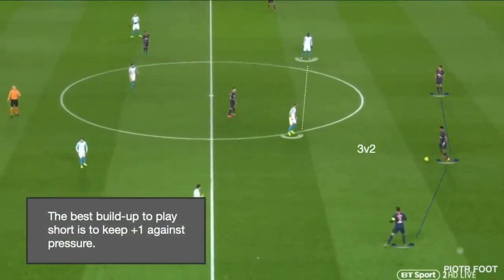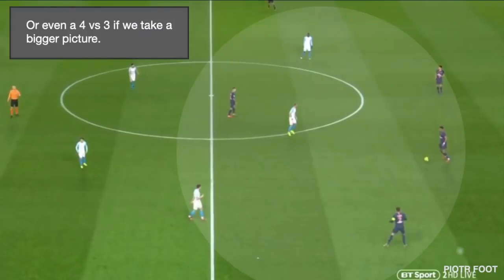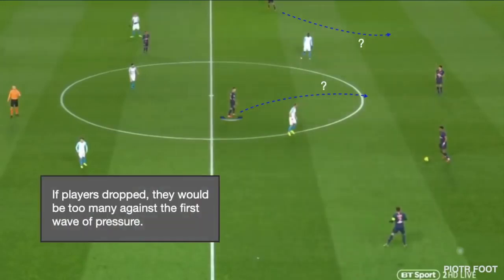The most convenient build-up to play short is to always keep a +1 against the first wave of pressure. Here, there's a good numerical superiority. Defensive mid doesn't need to drop, otherwise there would be too many against the first wave of pressure.